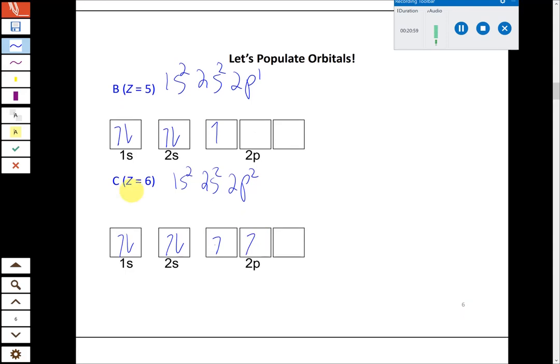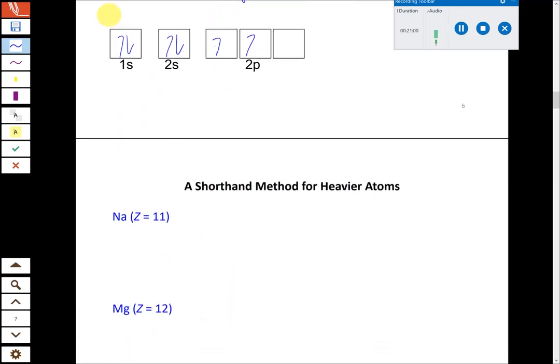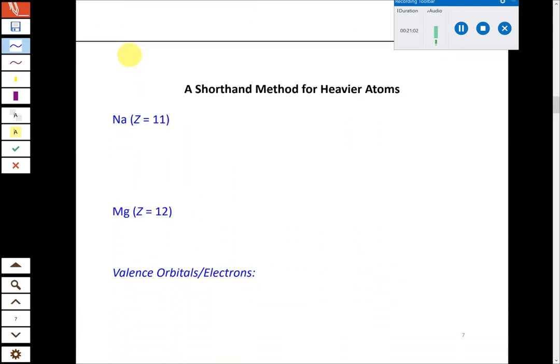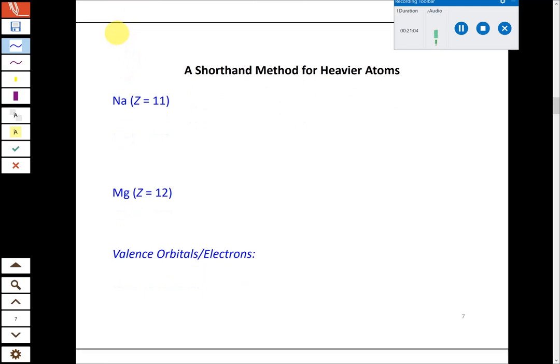Now, another thing we're going to want to do at times is for heavier elements, for elements that have more electrons in them, you might imagine it can start to get tedious to write out every single subshell. 1s2, 2s2, 2p6, 3s2, 3p6, 4s2, 3d10, 4p6, and so on. Like, it gets a lot to write and a lot to say. So if we go to the heavier elements, the ones that have higher atomic numbers, there's a shortcut that we're going to use for this.